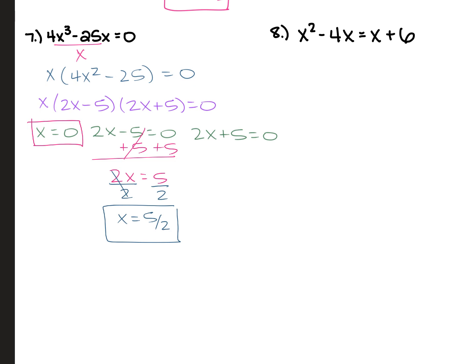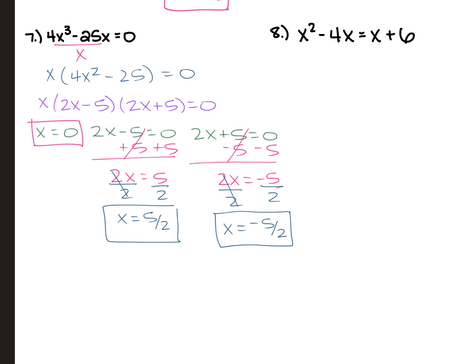For the 2x plus 5 is equal to 0, subtract your 5 over first. That gives you 2x is equal to negative 5. Then divide each side by the 2. So x is negative 5 over 2. So you have 0, positive 5 over 2, and negative 5 over 2 for this one.